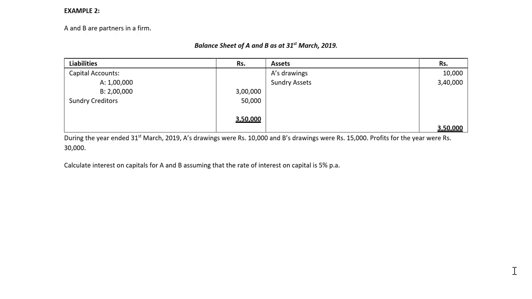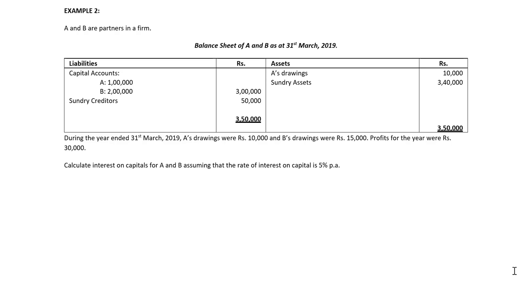Let's go to example 2. A and B are partners in a firm and the balance sheet of A and B as at 31st March 2019 is given. The capital accounts of A and B, A's capital account balance 1 lakh and B's is rupees 2 lakh at the end of the accounting period. What we have to note is A's drawing of rupees 10,000 continues to appear in the asset side of the closing balance sheet. Apart from that, all the other information is the same.